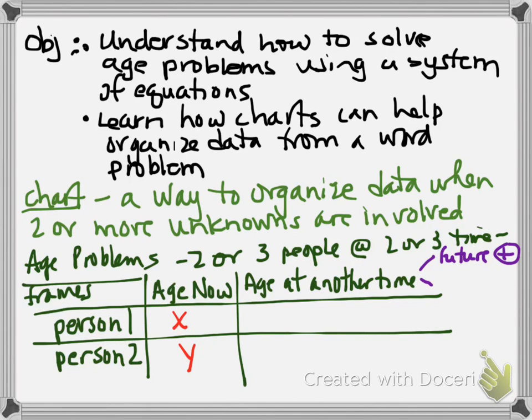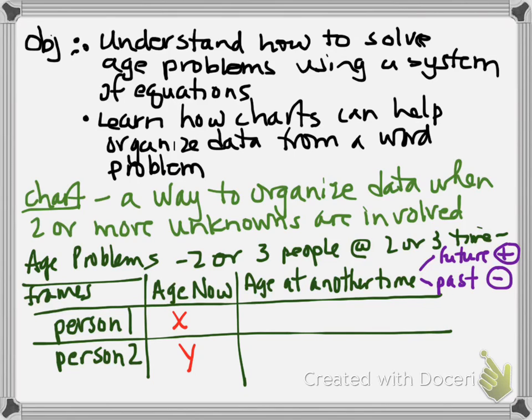The other kind of age you could be dealing with is a past age. So what are you going to do with the amount of time in the past in relationship to how old the person is now? Tyler B? You're going to use subtraction. Okay, all right?